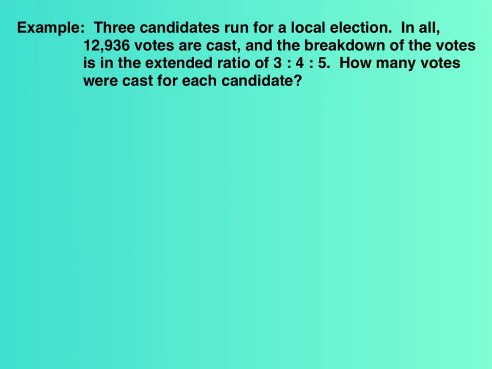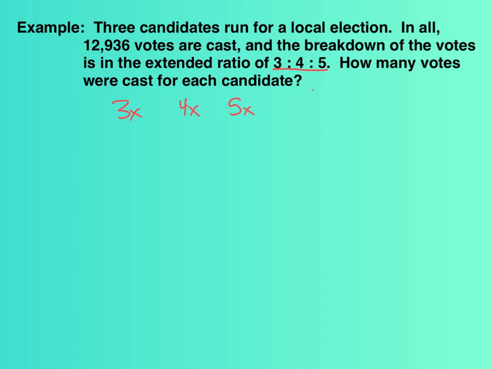Our next example, 3 candidates run for a local election. In all, we had 12,936 votes cast, and the breakdown of the votes is in the extended ratio of 3 to 4 to 5. And that was for 3 candidates. How many votes were cast for each candidate? Again, when you see 3 to 4 to 5, you can write that as 3x, 4x, and 5x.